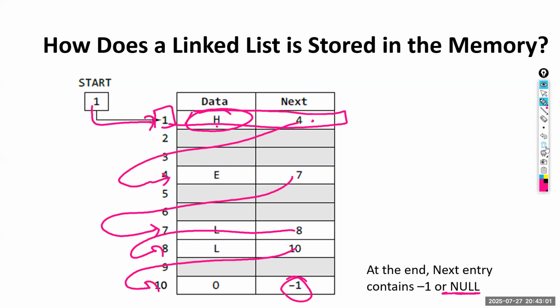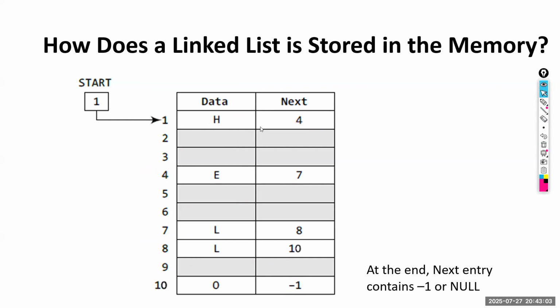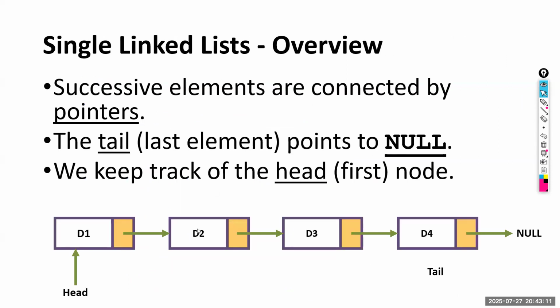Right. So this is the memory level view. So this is an abstract view, more memory oriented. This is more compute oriented. This is a more human oriented way of looking at a linked list, or single linked list.